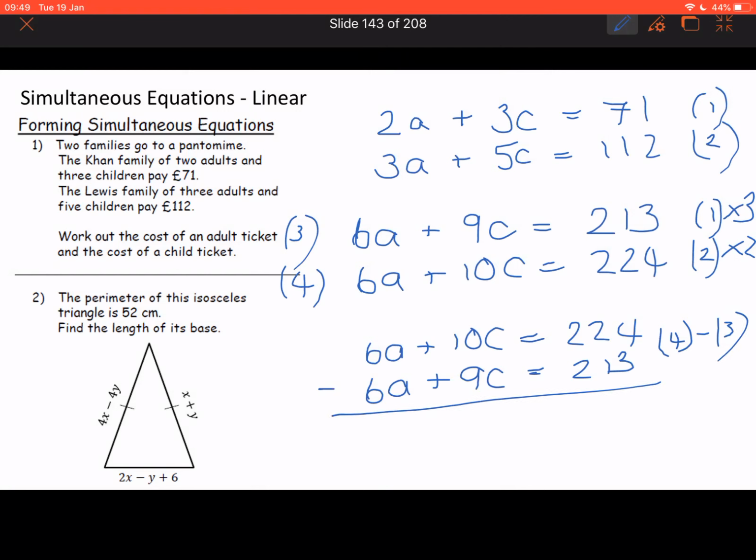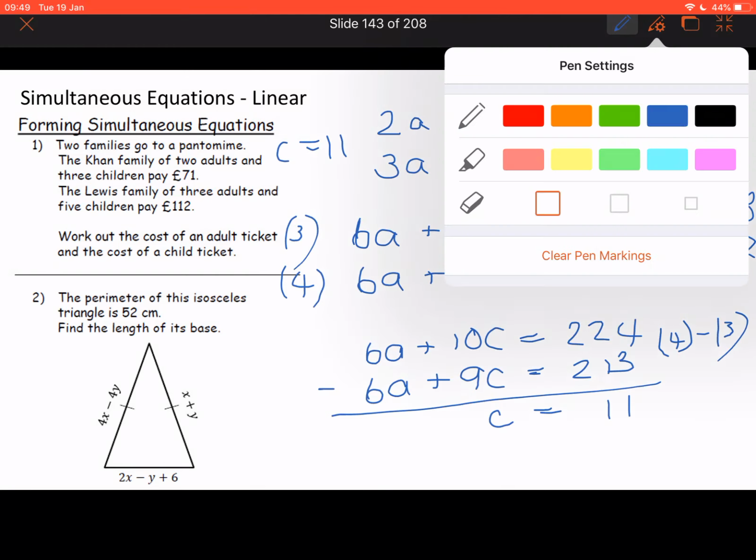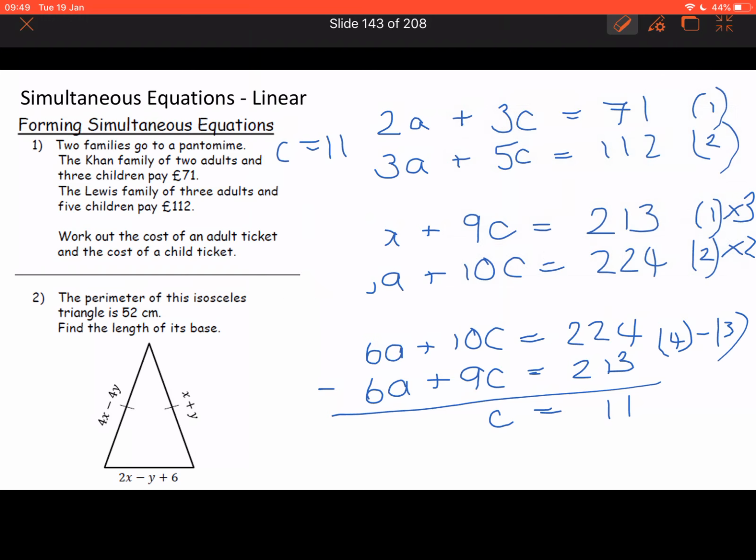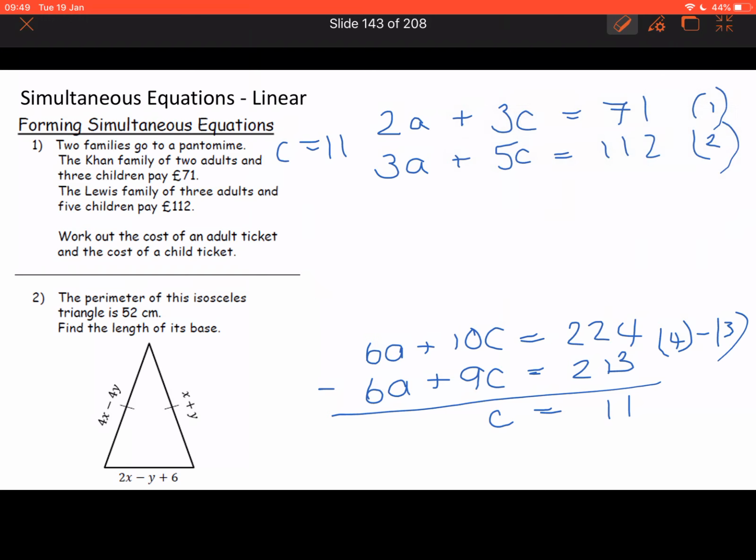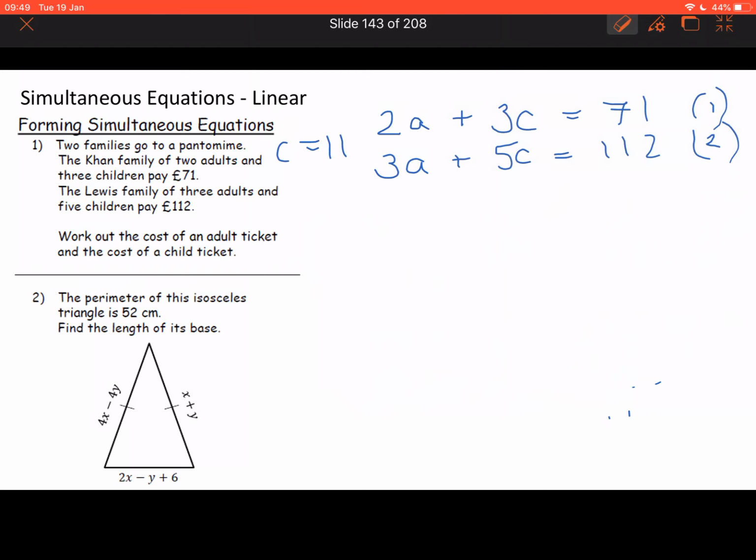So 6A subtract 6A is nothing. 10C subtract 9C is C. 224 subtract 213 is 11. So I now know that C is 11. I'm just going to write that up there because I'm now going to get rid of some of this working so I can finish off and do my substitution.